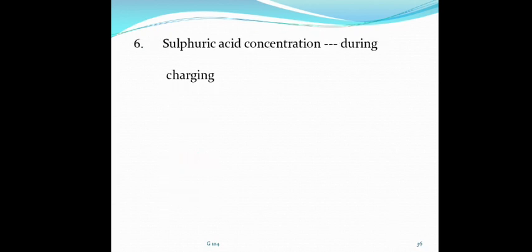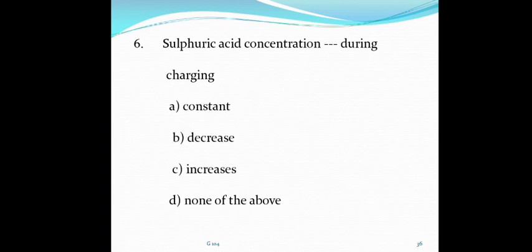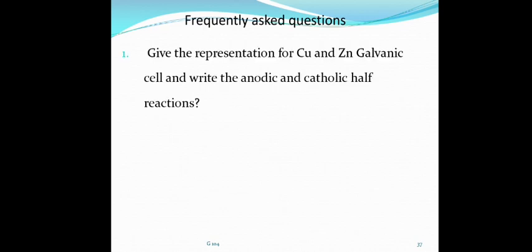Sulfuric acid concentration during charging. Does it increase or decrease or remain constant? So during charging, what happens? The concentration of sulfuric acid increases. So those are the frequently asked questions.